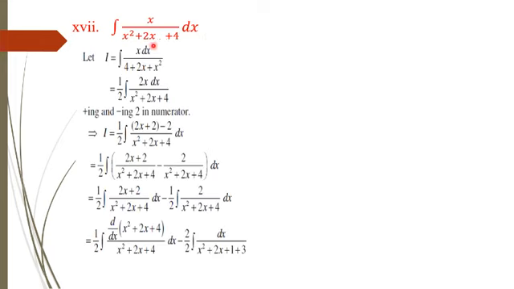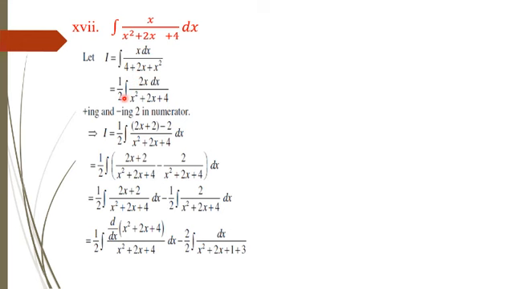Now part number 17. x dx over x square plus 2x plus 4. We note that the derivative of x square is 2x. We have only x, which means that 2 is absent, so the first step is multiplying and dividing by 2.